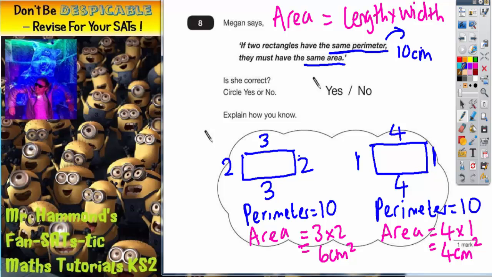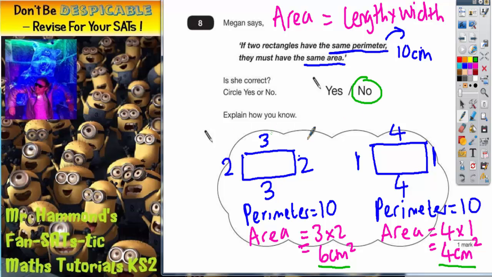So there we have it. We have shown that two rectangles with the same perimeter do not have to have the same area, because 6 centimeters is different to 4 centimeters. So she is not correct. So we need to circle no.